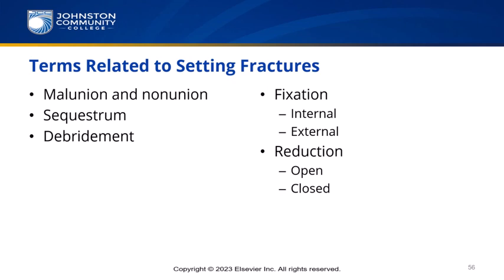The alignment and mobilization of the ends of a broken bone is called a reduction. An open reduction requires incision of the skin, meaning we are opening the patient up so that we can see the bone in order to perform the reduction. Closed reduction does not require any incision. The patient's skin layer is completely closed.